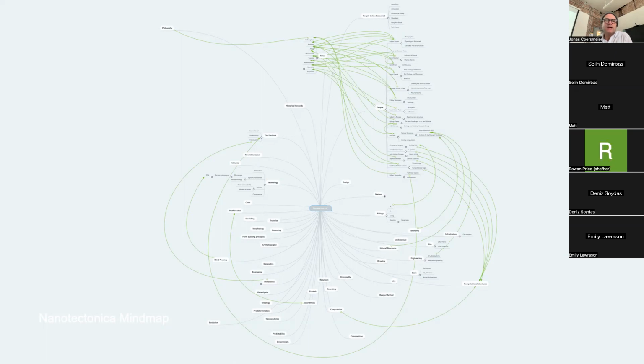This one, Mind Map, is actually bought by Miro. So now you should be able to call this up on Miro and have this interactive nodal system, but I wasn't able to do this just now. So I'm just showing you screenshots. So perhaps here, as a kind of amorphous center, would be Nanotectonica in this gray middle ground.